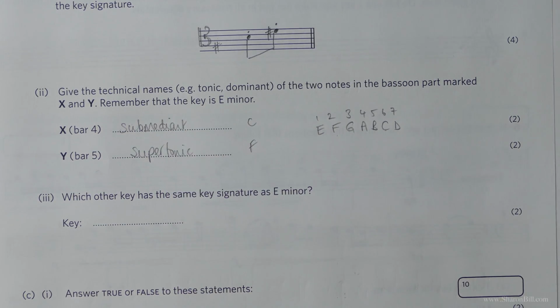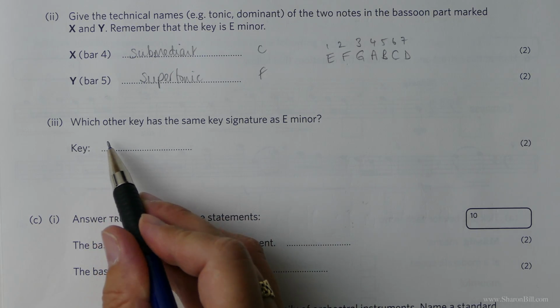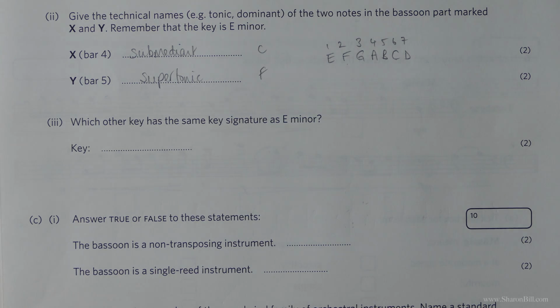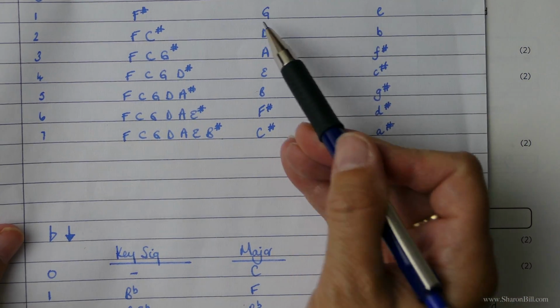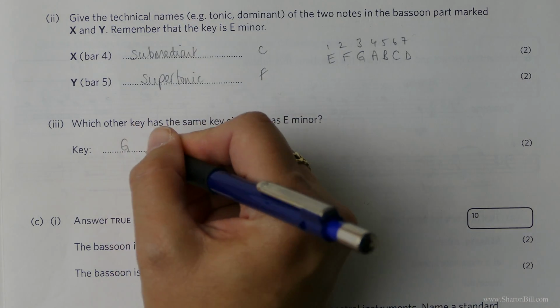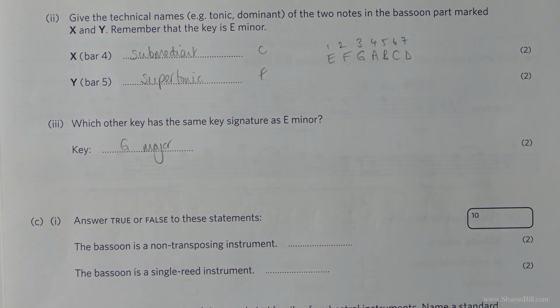There we go. And then just generally speaking, the question here asks us, which other key has the same key signature as E minor? And if you've already done your circle of fifths, you can see the related keys straight away, and we know that E minor is related to G major. It may be that you know those off the top of your head, but it's still helpful to just have them written down when you've got a lot to think about.